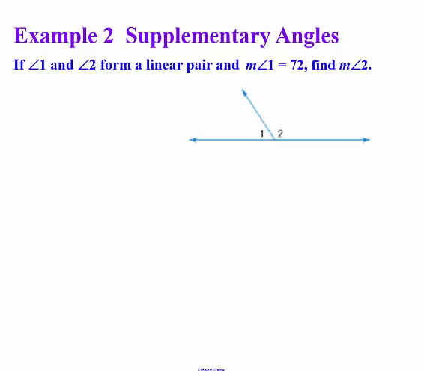Example 2. Supplementary angles. If angle 1 and angle 2 form a linear pair, and the measure of angle 1 is 72, find the measure of angle 2. So again, the first thing I want to do is label my picture. The measure of angle 1 is 72 degrees.